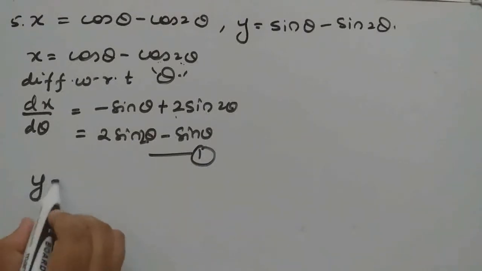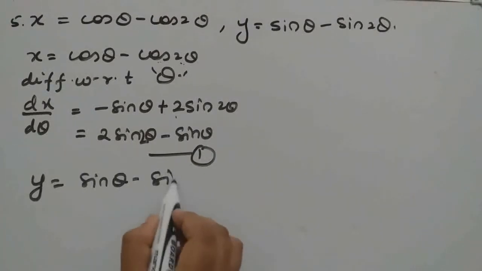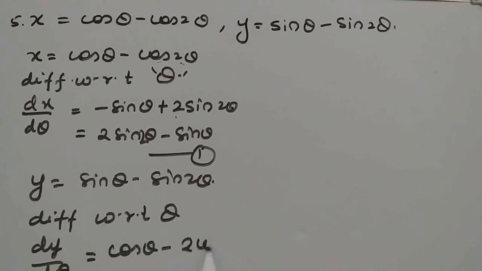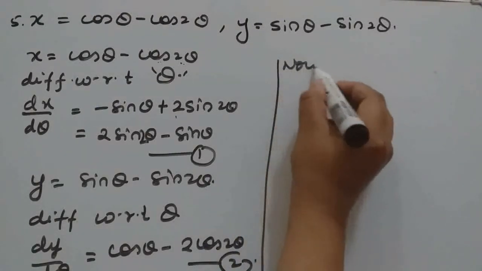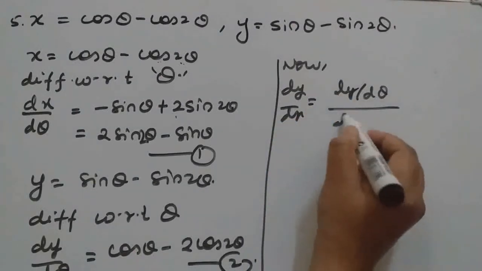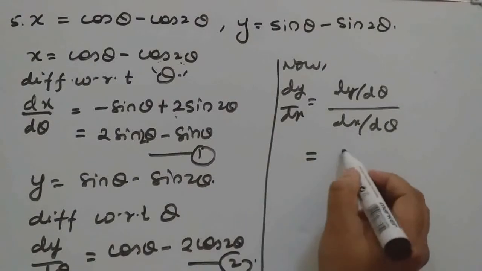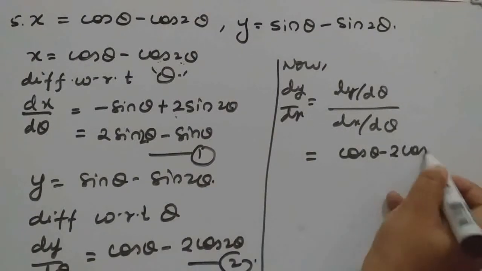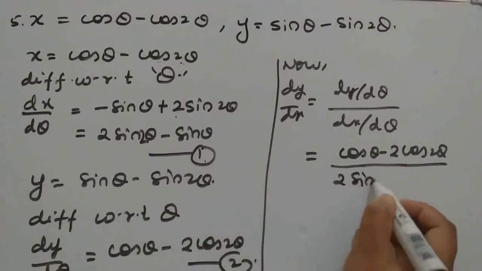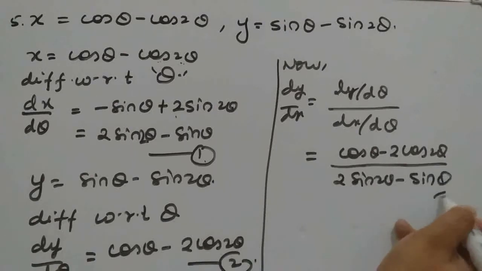Equation 1. y is sin theta minus sin 2 theta. Differentiate with respect to theta. So dy by d theta will be cos theta minus 2 cos 2 theta. Equation 2. So now dy by dx is dy by d theta divided by dx by d theta. So dy by d theta is cos theta minus 2 cos 2 theta, and dx by d theta is 2 sin 2 theta minus sin theta.